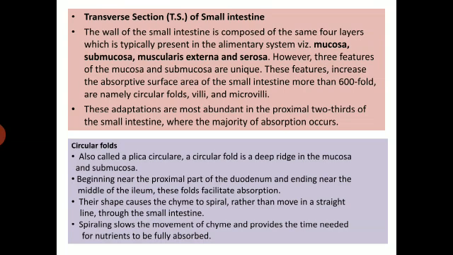In the histology or the transverse sections of the small intestine, you can see the following parts. The wall of the small intestine is composed of the same four layers typically present in the alimentary canal. However, three features of the mucosa and submucosa are unique. These features, which increase the absorptive surface area of the small intestine more than 600 folds, include circular folds, villi, and microvilli.